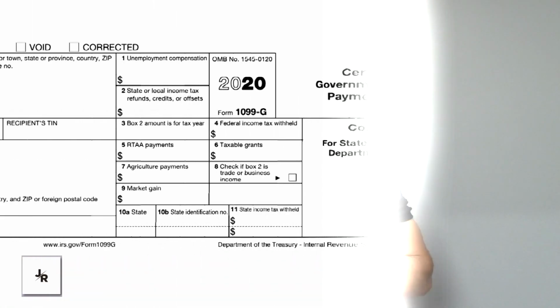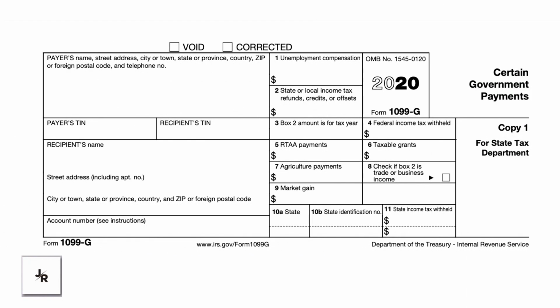Okay, let's go back to the form. Unemployment income is generally taxable income. So box 1 of the Form 1099-G will show you the amount of unemployment you received. Box 4 of the form will show you the amount of taxes you chose to withhold from your unemployment income. The information in the boxes on Form 1099-G is very important and is needed to file your taxes.